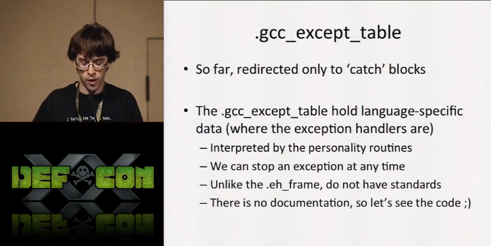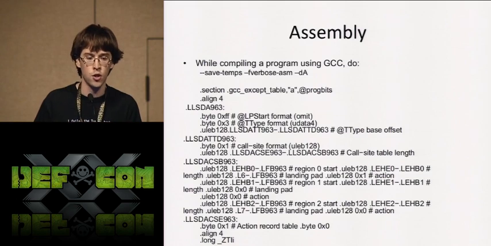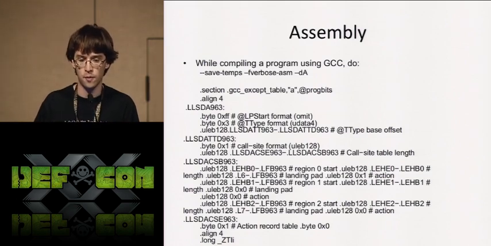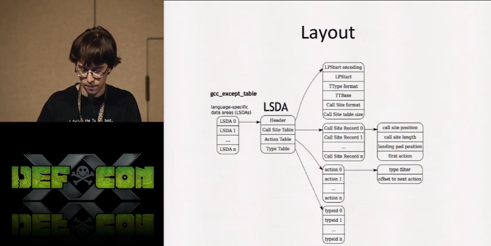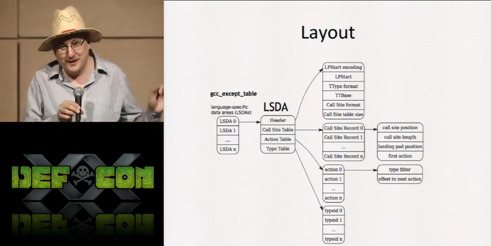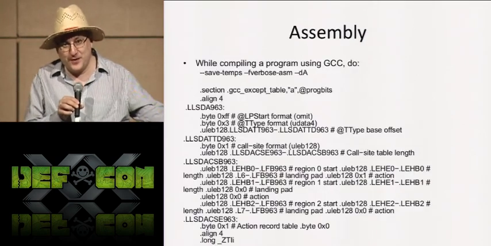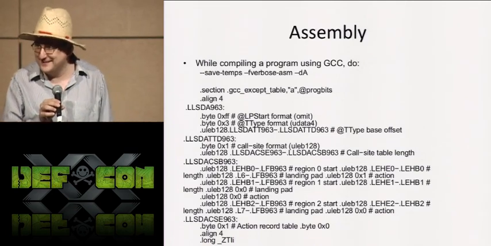EHFrame is mostly derived from Dwarf, and it's pretty well documented. For the GCC except table, there are a few mailing list posts by Ian Lance Taylor. There's an old document floating around somewhere from, I believe, HP that has an outdated version of the format. To really see what's going on, you have to tell GCC to give you verbose assembly and look at what it's actually building in the GCC except table section. So think about packing your documentation with the source. Well, you pack it with the compiler, and then it deals it out piecemeal with the assembly code. I'm not sure this is really the high point of literate programming, however.